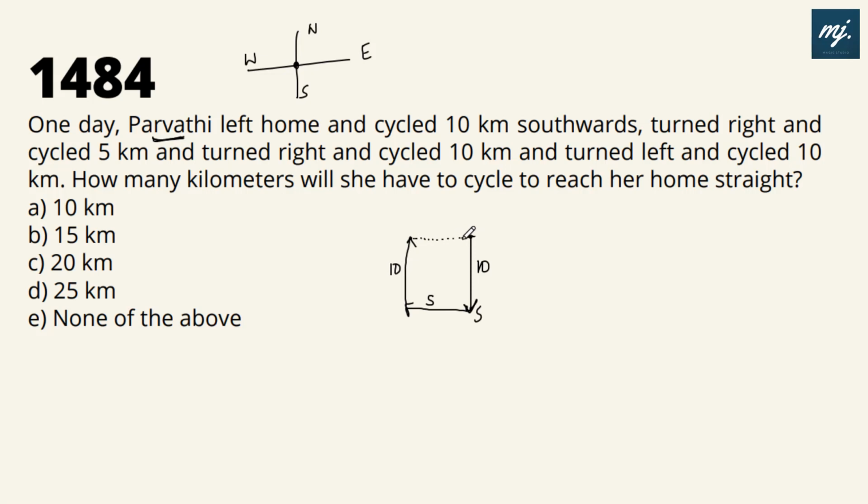That means these 2 points are in lateral distance with each other. And turn left and cycle 10 kilometers. Turn left again, that means towards west, and cycle 10 kilometers. So this is the final position and this is the starting position. Now the question: how many kilometers will she have to cycle to reach her home straight? This is the way she needs to take to reach her home straight. This is 10 kilometers and this one is supposed to be 5 kilometers, as we can see from this particular rectangle. 15 kilometers she needs to cycle to reach her home straight, and that is in option B.